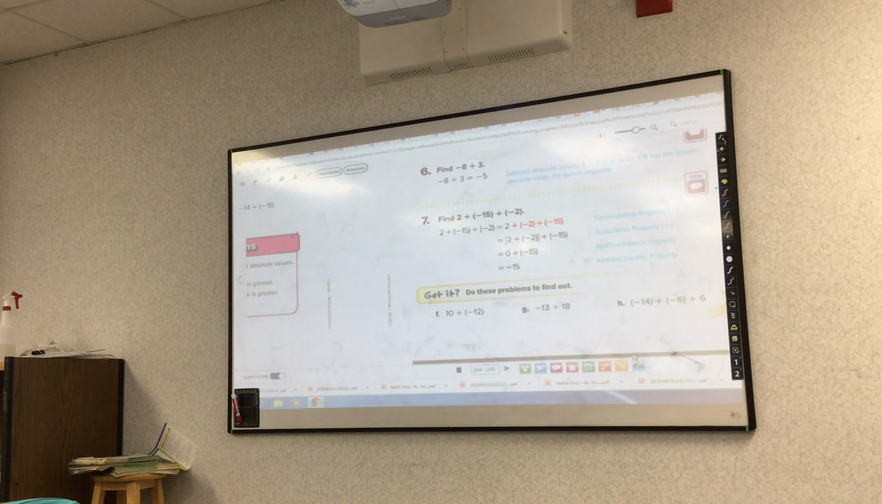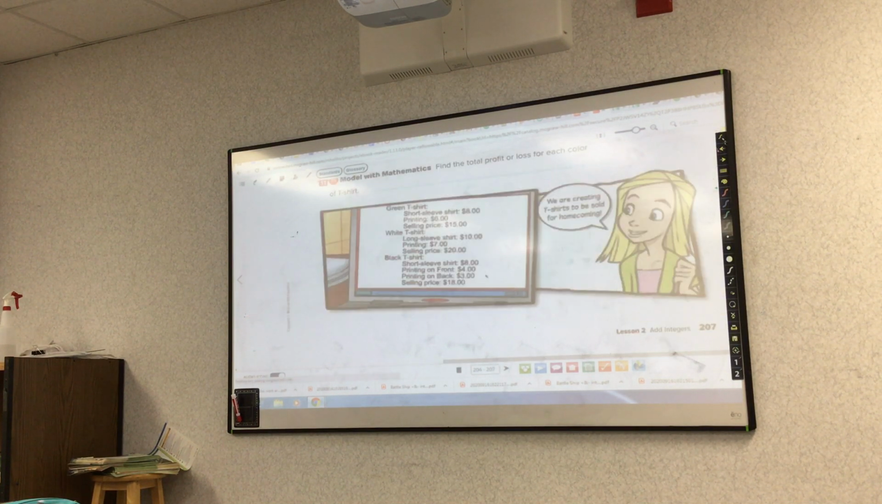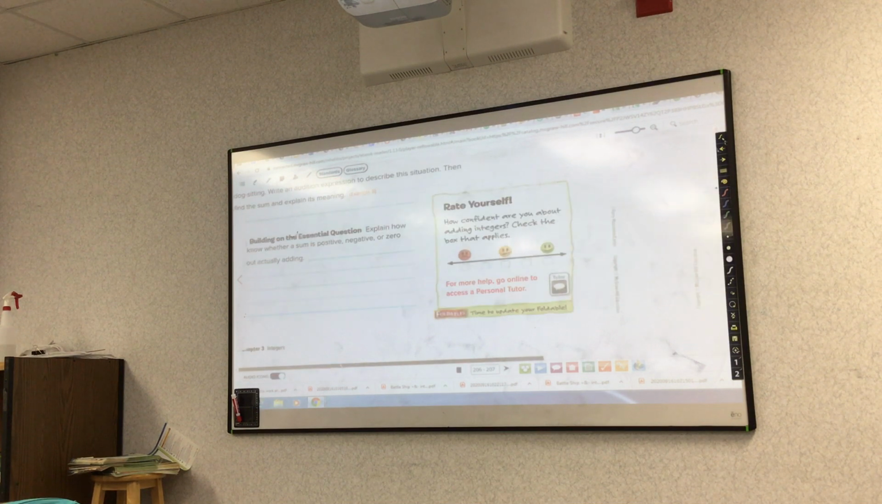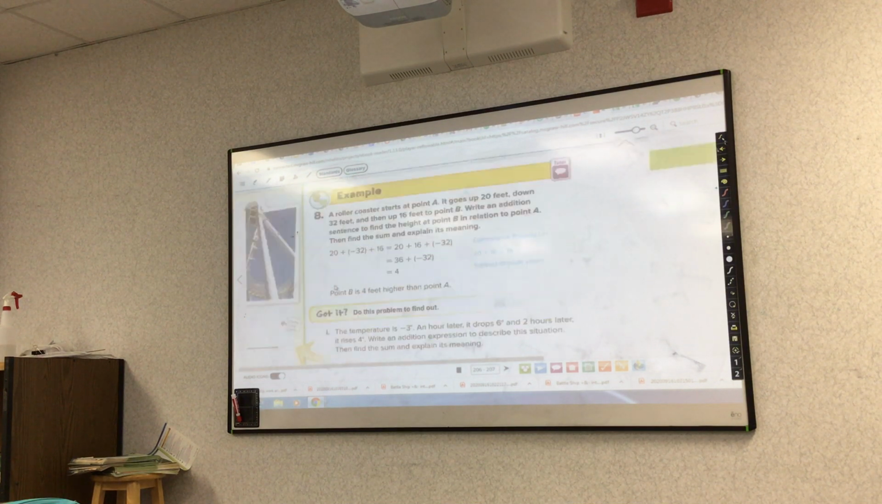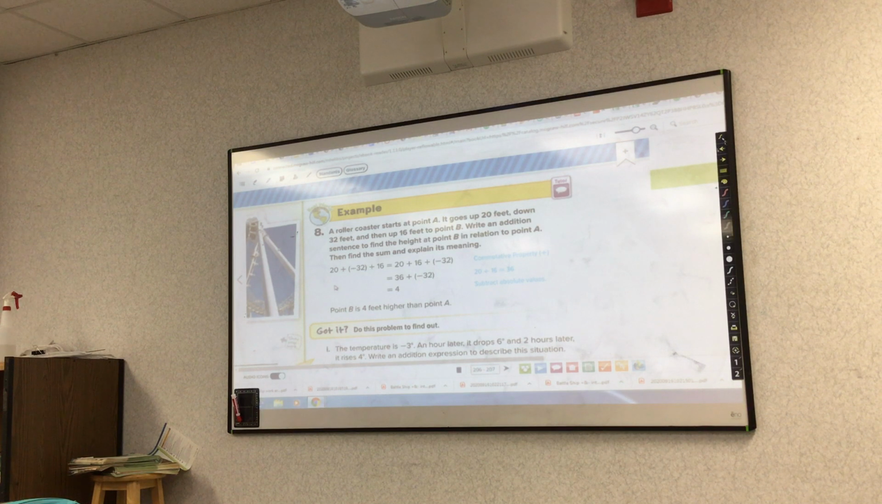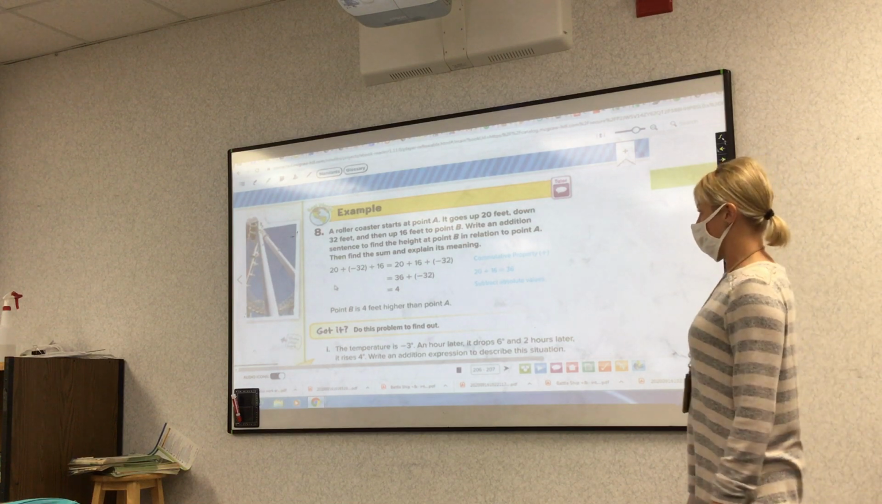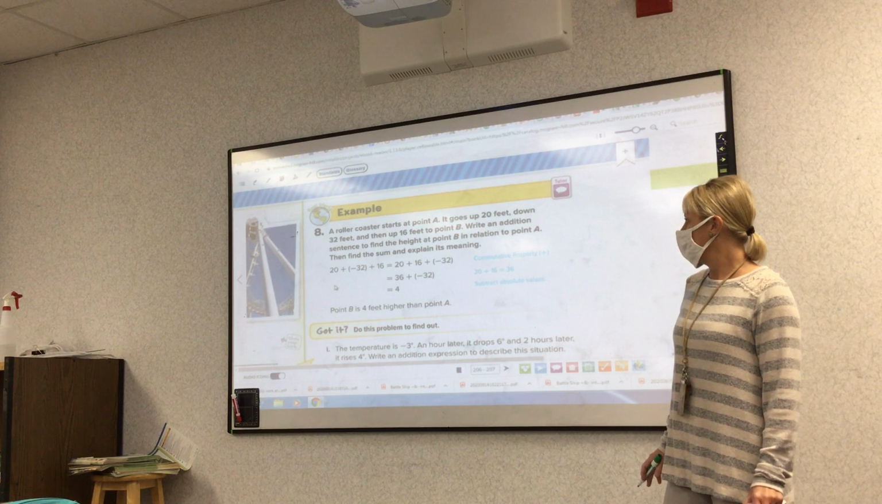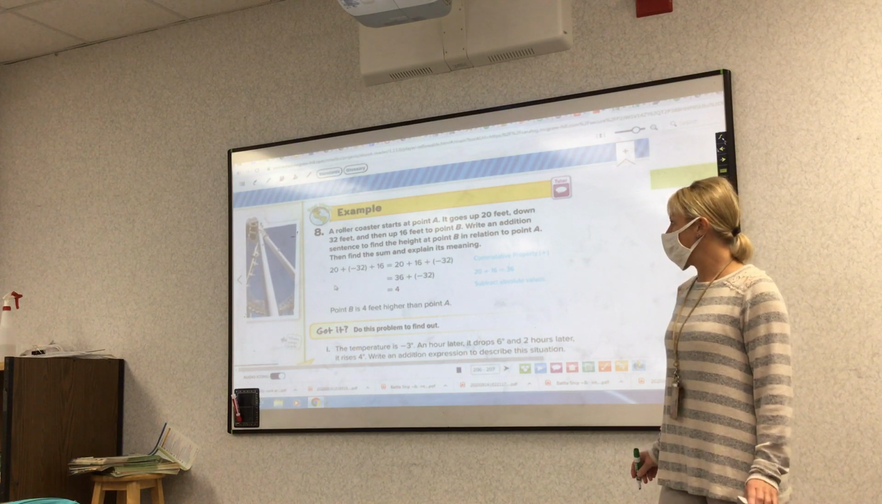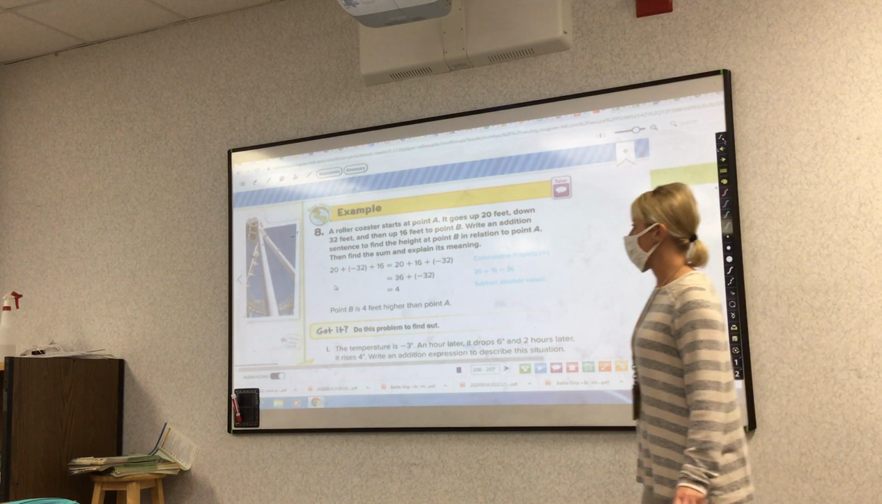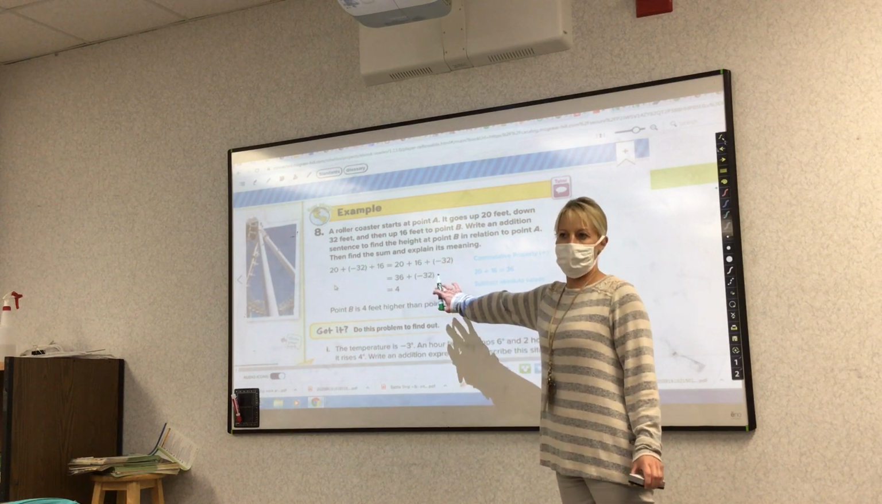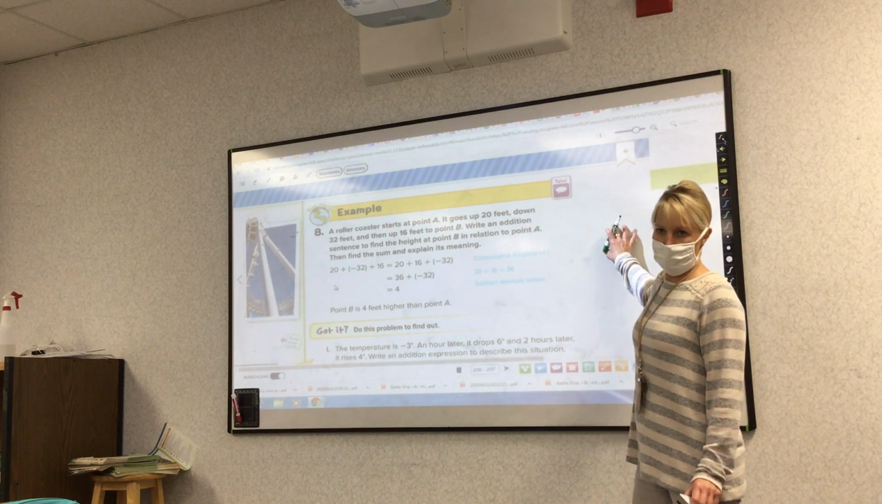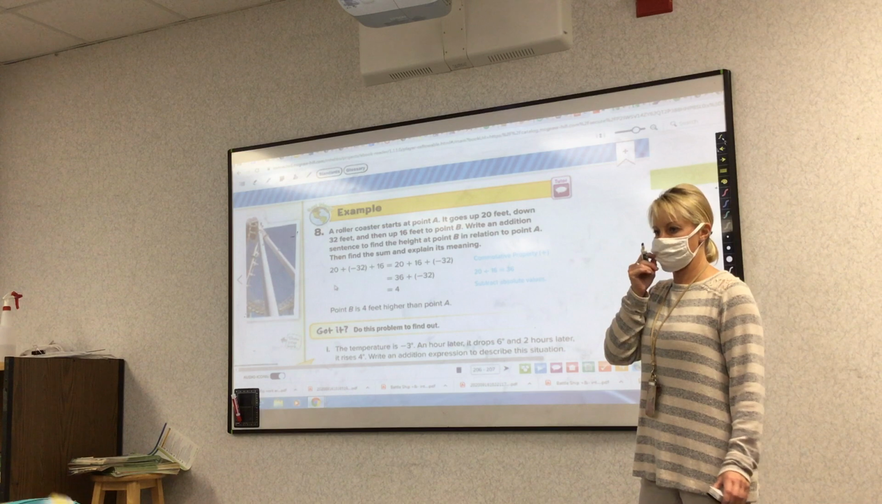Our last example is a story problem, and it's about a roller coaster. A roller coaster starts at point A, goes up 20 feet, down 32 feet, and then up 16 feet to point B. Write an addition sentence to find the height at point B in relation to point A, then find the sum and explain its meaning. I know they give you an example here, but we're going to come over here and I'm going to show it to you in a couple different ways.